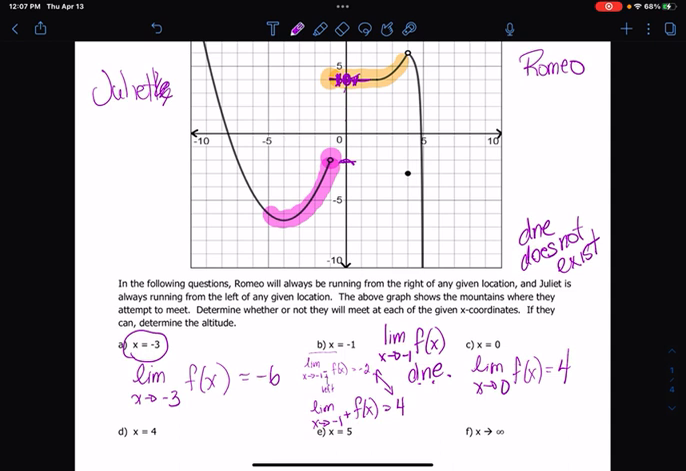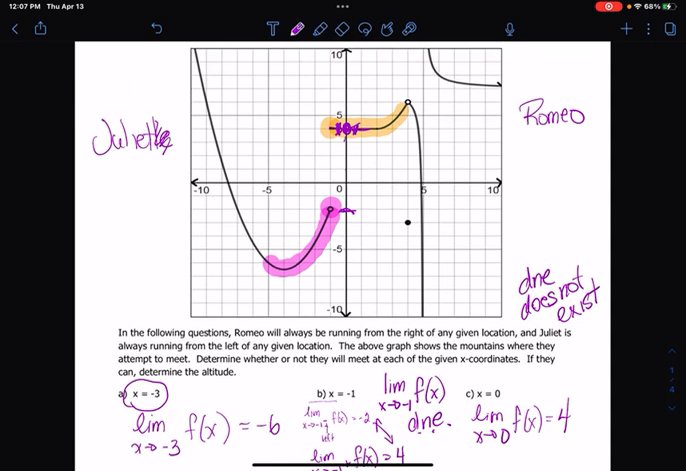X equals 4 is an interesting case. Notice that at x equals 4, the function is way down here. And so, in fact, f of 4 is equal to -3.